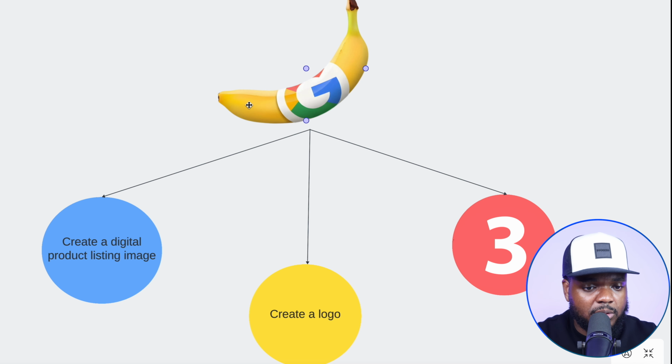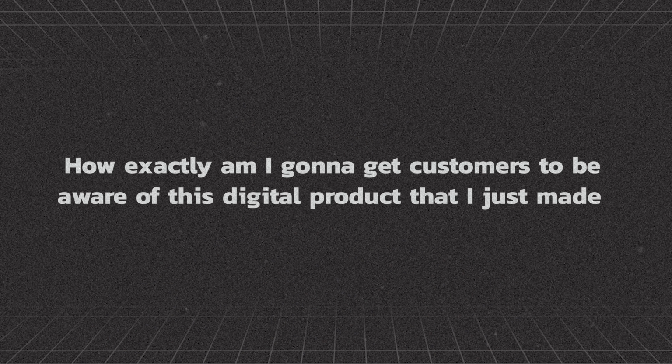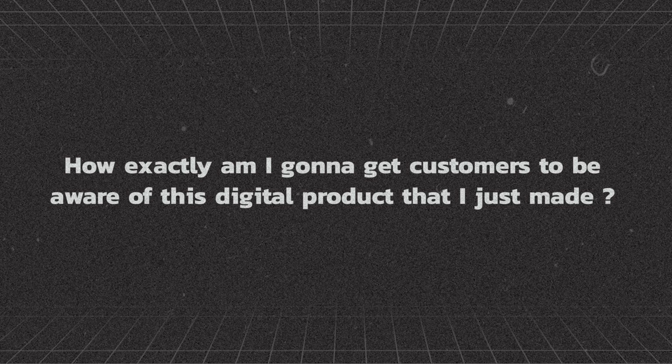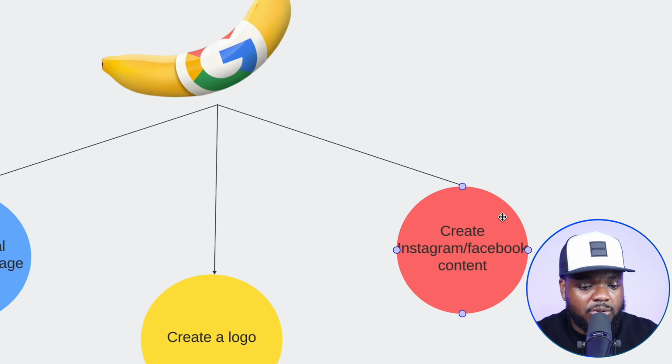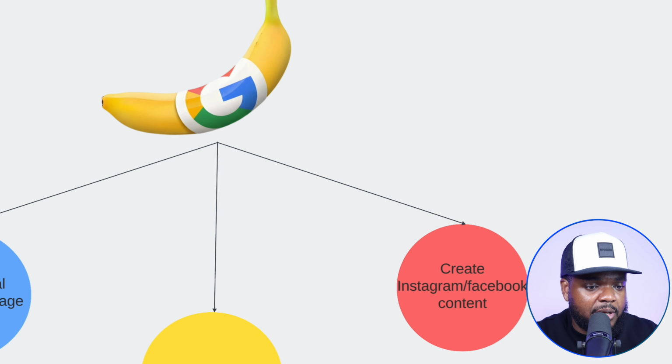But swiftly moving on to the third way to use Nano Banana, and it's probably a question that most of you are thinking right now, which is, Sam, how exactly am I going to get customers to be aware of this digital product that I just made? And it's going to come down to you posting some sort of content, whether it's organic content or paid content that you're going to upload to Instagram or Facebook. Nano Banana can assist you with this. And I recently made another video showcasing exactly how all of this stuff works. This video has already gone a little bit longer than what I expected, so I'm going to leave that video right there. So you can check that out straight after this.